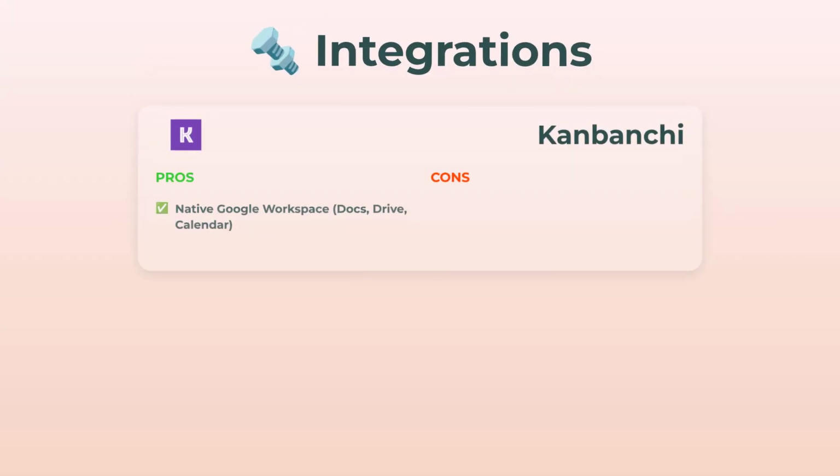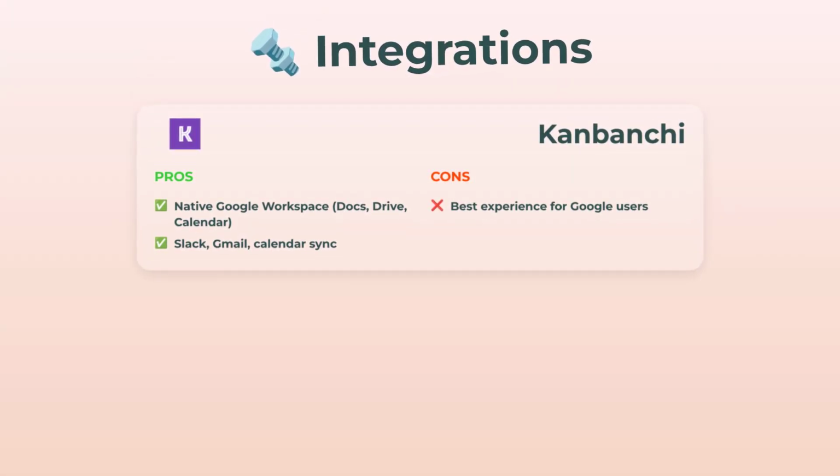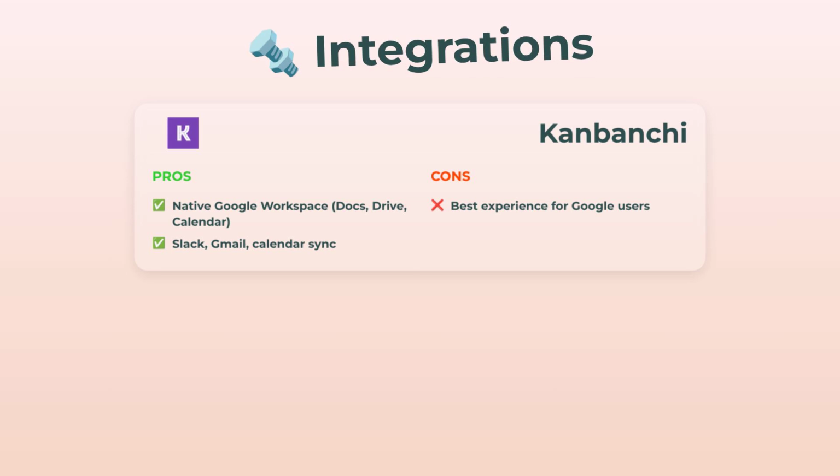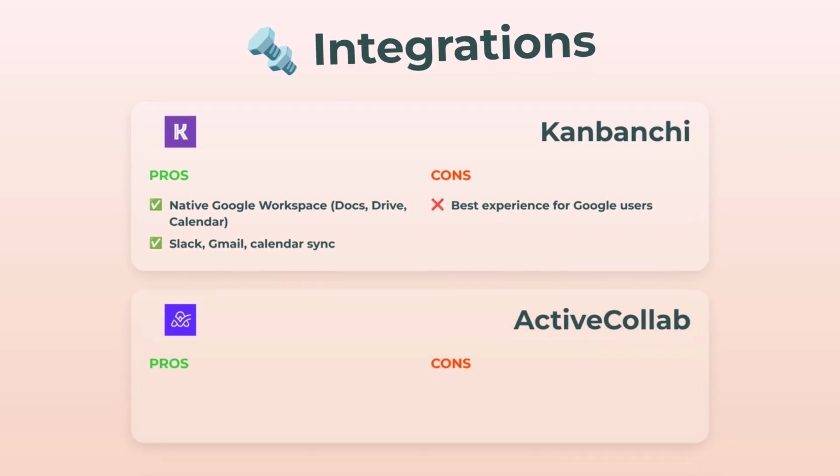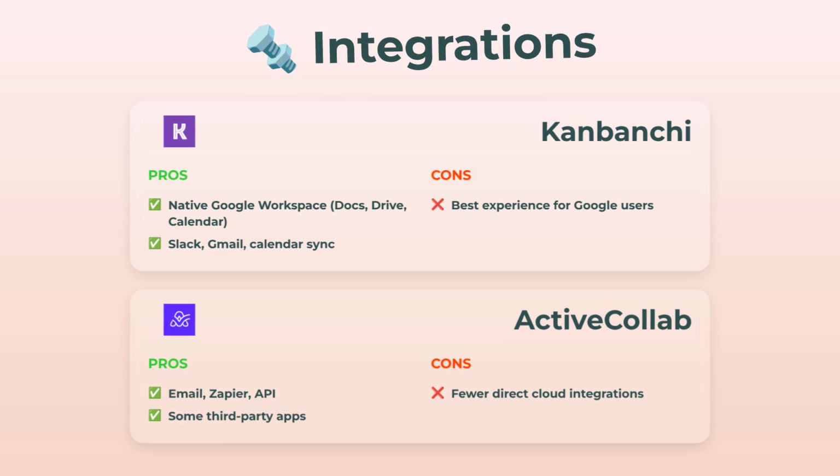Well, let's talk integrations. Kanbanchi, not surprisingly, is best buds with Google Workspace. Docs, Drive, Calendar, it's all seamlessly tied together. Super handy if you live in Google Drive already. Slack, Gmail, Calendar Sync, they're all there too. Only catch? If you're not a Google person, you might not get as much out of it.